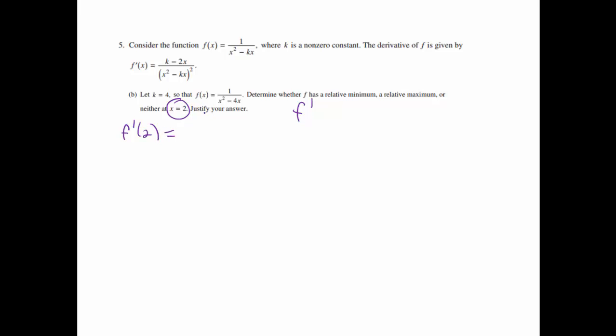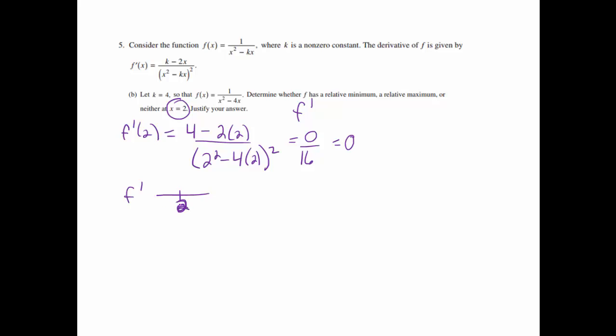And if we do this, I'm going to go into f prime. They told me that the k was 4, so it's going to be 4 minus 2 times our x value, which is 2, over 2 squared minus, again, our k value is 4 times 2 squared. So that's going to equal 0 over 16. So my slope, my derivative, is 0 there, so it is a critical value. So we can go ahead and make an f prime chart. And so we'll put x equals 2 on there.